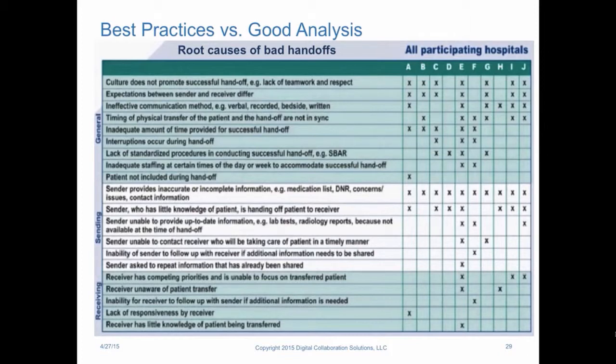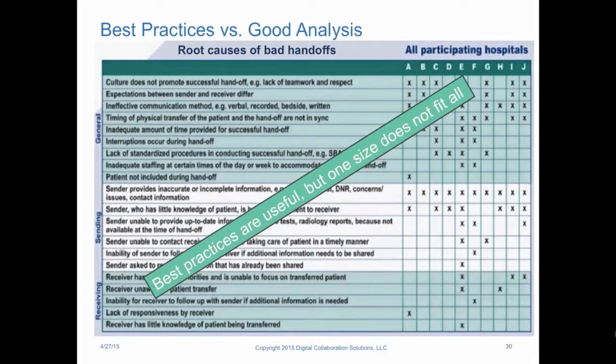For example, providing bad information on handoffs: DNRs, MRSA infections, and things that you would expect to be there that just weren't there. Things happened because the basic information wasn't being handed off. They all had that as one of their root causes. And it's a good way to start.